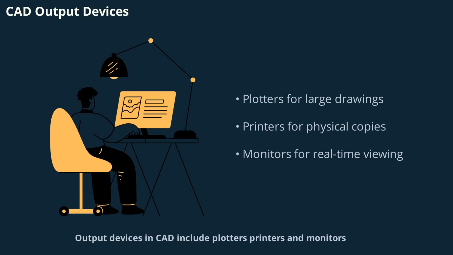Output devices in CAD include plotters, printers, and monitors. Plotters produce large-format technical drawings with high precision, often used for engineering and architectural plans. Printers provide physical copies of CAD drawings, with laser printers offering high-quality output and inkjet printers handling color. Monitors or displays are the primary visual output, allowing designers to view and interact with models in real time. High-resolution monitors are preferred for CAD work, ensuring clarity and detail in complex designs.